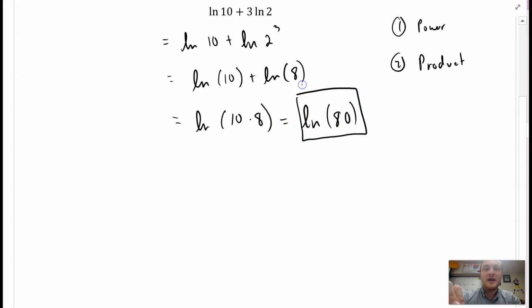Because 80, I can't rewrite the natural log, which is base e. I can't rewrite 80 as base e. So that's our answer.